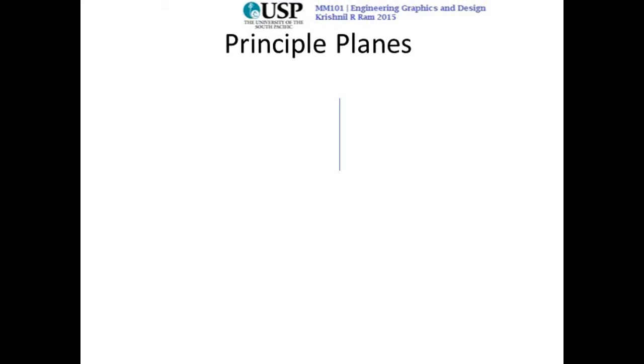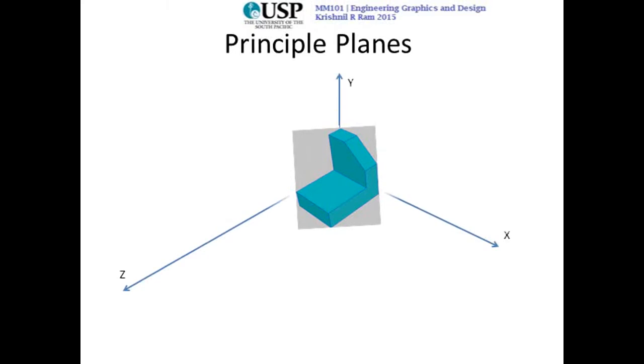When we try to describe an object in 3 dimensions, it is very important to first of all understand what these principal planes are. For example, if you have a 3-dimensional object, then we imagine there are imaginary planes surrounding this object. Okay, so this object we have shown here is a piece of a 3D solid, and as you can see the XYZ axis is there. Now let's look at what these principal planes are.